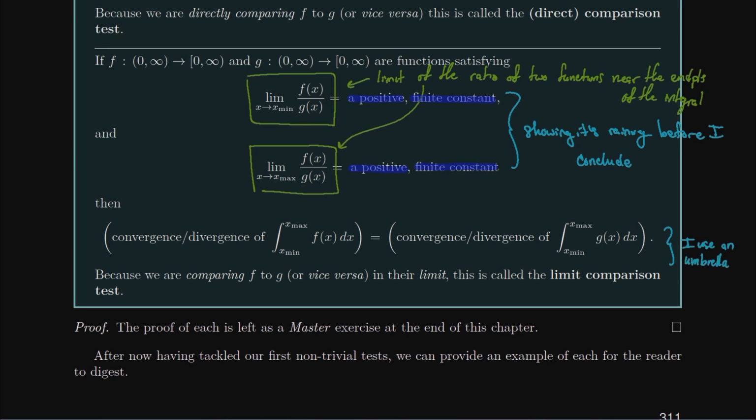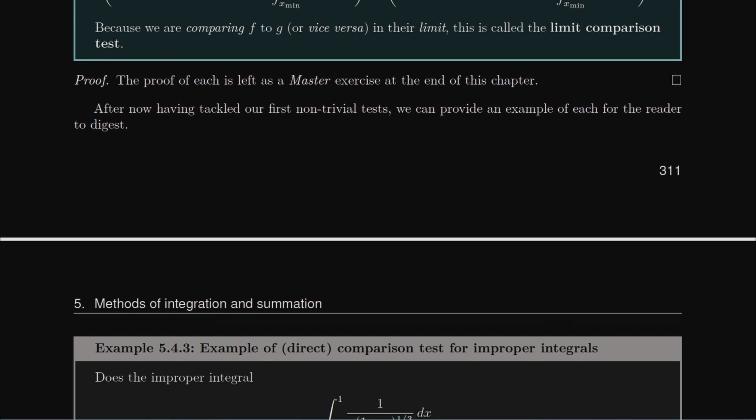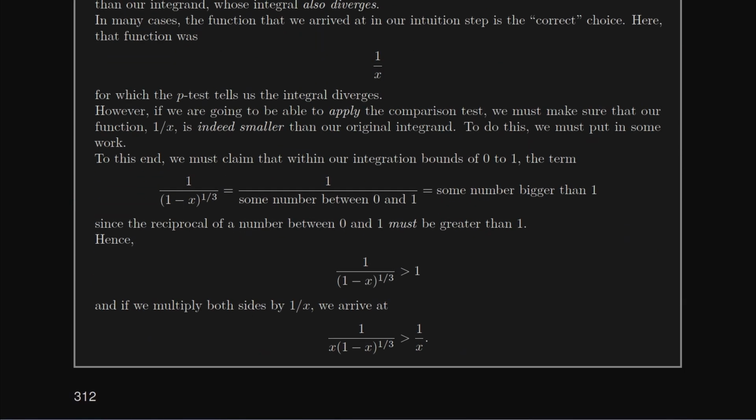Okay, but what is using the umbrella in the case of the limit comparison test? It says that if your f and g have this positive finite constant behavior at the endpoints, then the convergence or divergence of the integral of f happens to be equal to the convergence or divergence of the integral of g. And so you can directly compare the convergence or divergence behavior just by computing their limits at the endpoints. That's going to be the limit comparison test. I'll show you why it's a little easier to use in most situations.